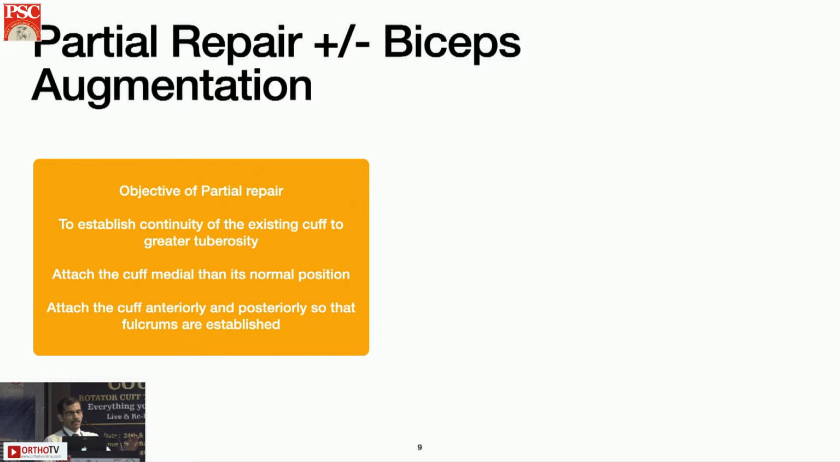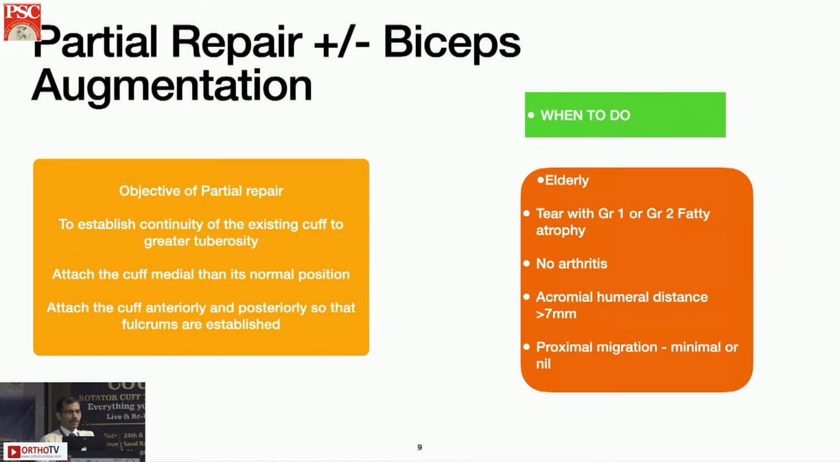Partial repair plus or minus biceps augmentation, the objective of this is to establish continuity of the existing cuff to the greater tuberosity. Attach the cuff maybe slightly more medial than where it should be, or attach the cuff anteriorly and posteriorly so that you establish a fulcrum, so that you have the movements preserved.